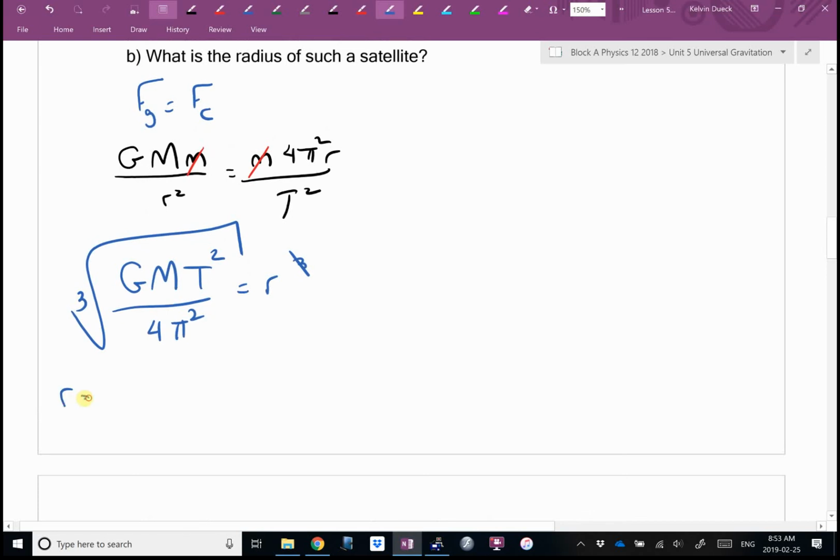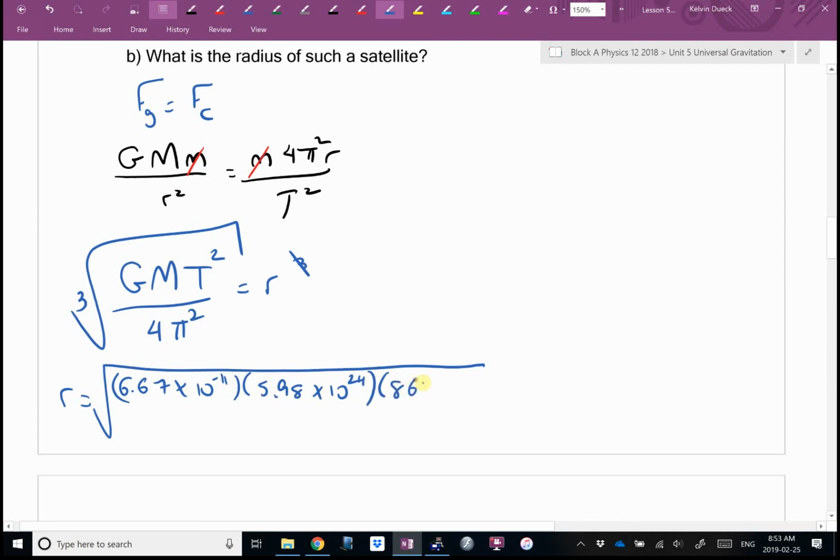So r is going to be the cube root of 6.67 times 10 to the negative 11, 5.98 times 10 to the 24th. I'm going to use 86,400 squared. Dylan, if you want to use the 86,100, seriously, and we'll see how close we are, okay? All over 4 pi squared.